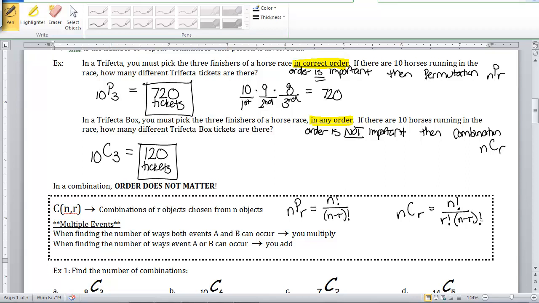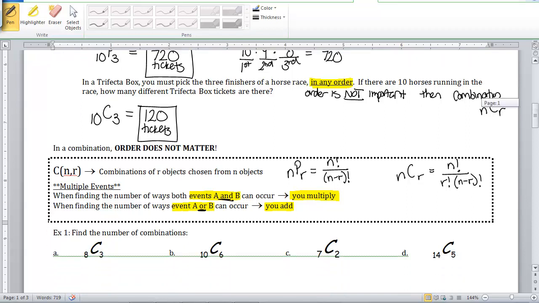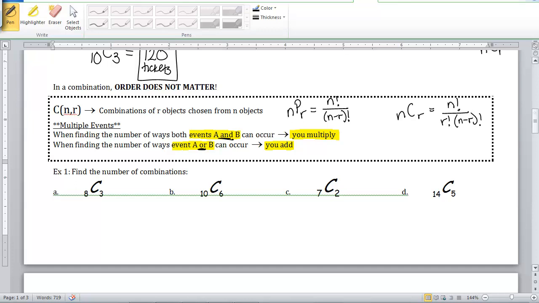Now another thing I'd like to talk about is multiple events. When you're finding the number of ways for events A and B, so you want both events to occur, you need to multiply. But if you want the number of ways that event A or B can occur, you're going to add. So the key thing being the "and" or the "or." We'll use that in just a minute. Right now, let's practice calculating different combinations.